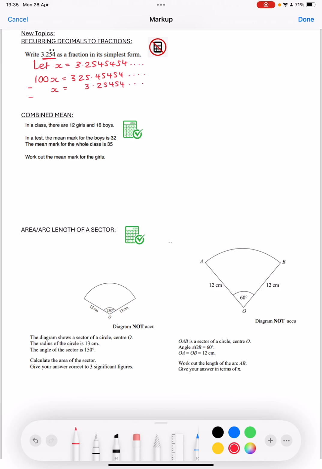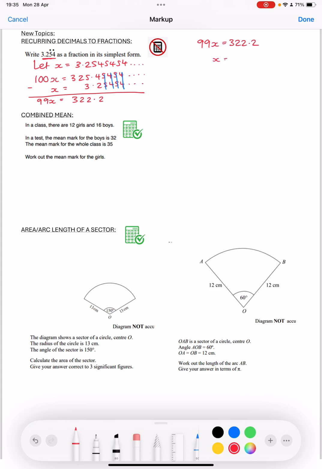And the way that we know that we've done it right is that some of these numbers should cancel out. So if we look at the right-hand side, the 4, the 5, the 4, the 5, they're all going to cancel. So it makes it terminating. And we'll get on the left 99x equals 325 take away 3, so 322.2. So then we've got this equation, 99x equals 322.2.